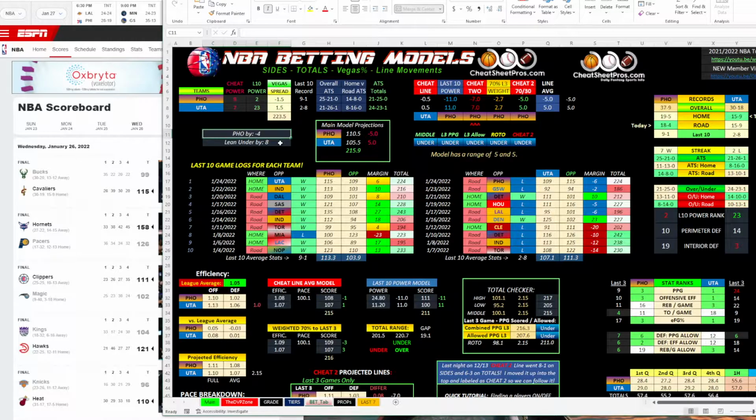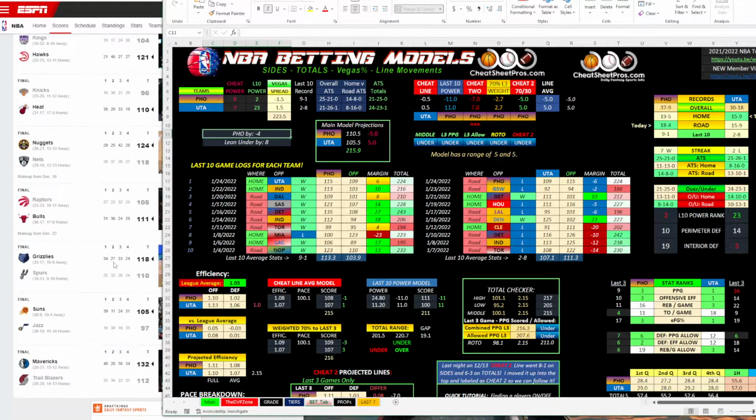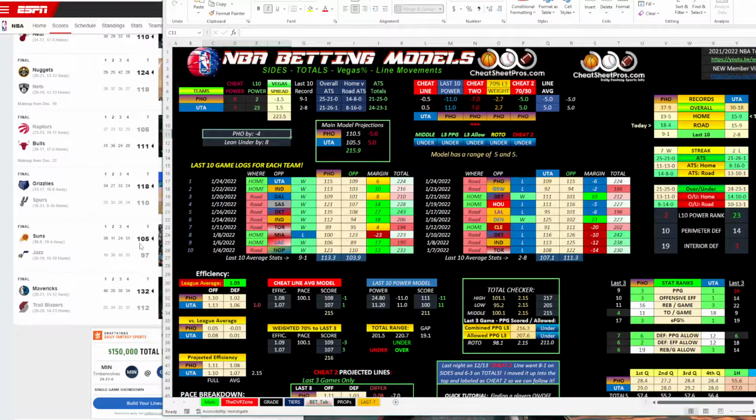It was only a difference of 4, but after looking at just the last 10 games, the 9-1 versus 2-8, we got a good likelihood that Phoenix is going to win that game, and we're just saying, hey, they got to win by 2. That shouldn't be too hard, and they end up winning 105-97. So we had them winning by 5. They end up winning by 8. So it wasn't too bad.